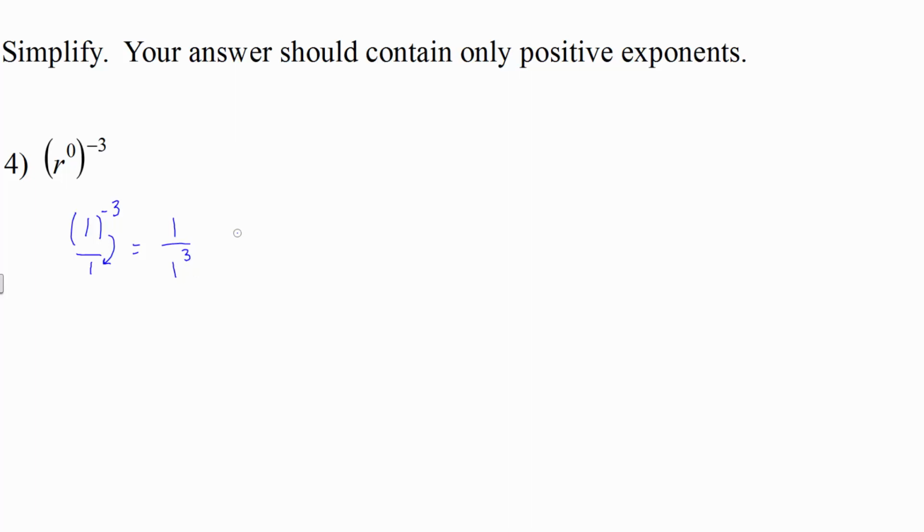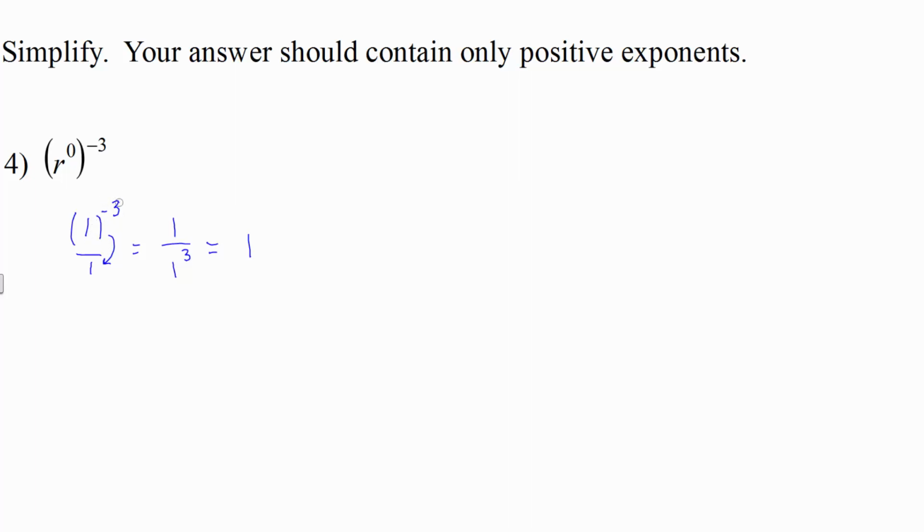1 to the positive 3rd is just 1 times 1 times 1, which is 1. What we can draw as a conclusion from this is that 1 to any power, even a negative power, should end up being 1. So it should have made sense that 1 to the positive 3rd would be 1, but 1 to the negative 3rd is also 1. A habit that a lot of us have, which is incorrect and will give us wrong answers, is to say that we should change this into negative 3 or even to negative 1.